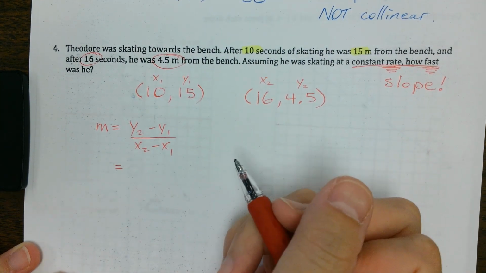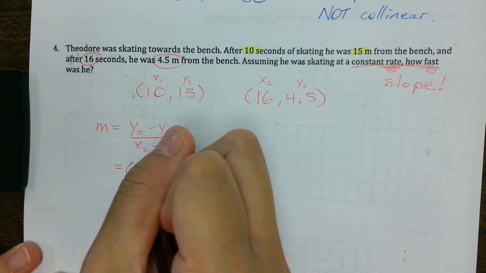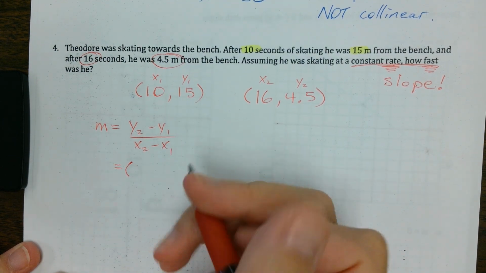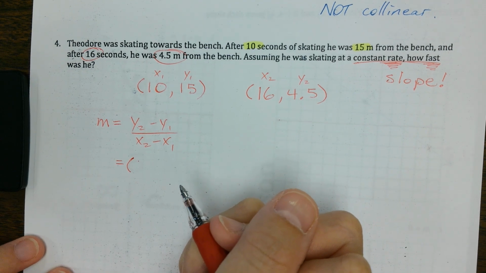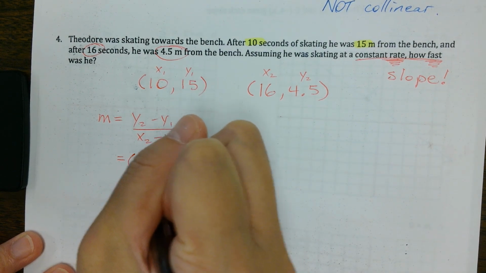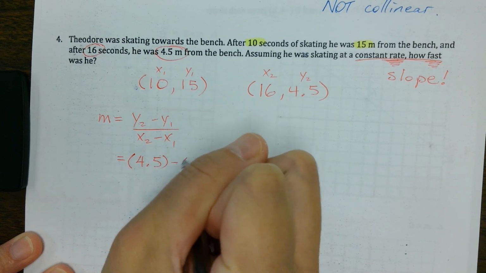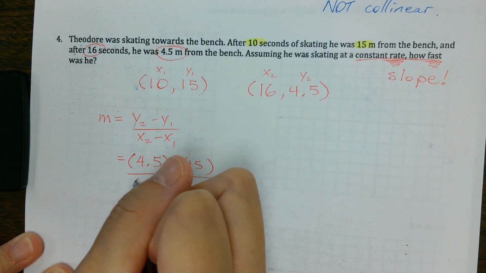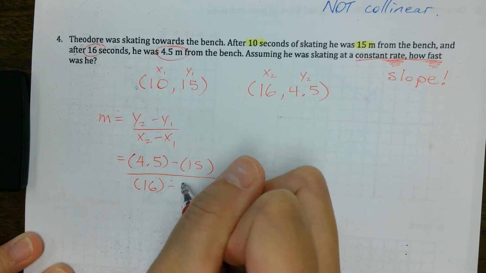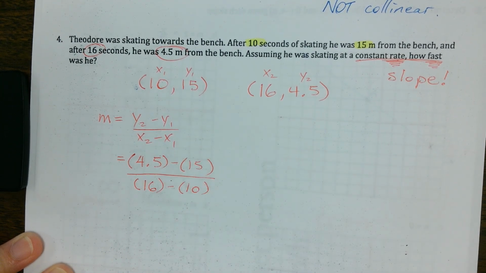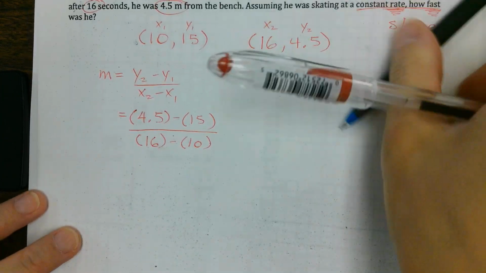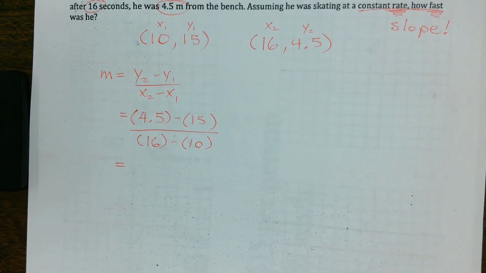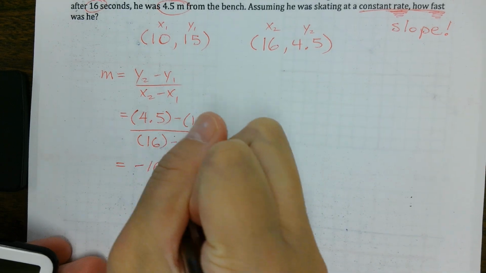Okay. So y2, what's y2? Kira? Good. Y1? Perfect. X2? And then finally x1. Perfect. Okay. So 4.5 minus 15. 4.5 minus 15, negative 10.5.